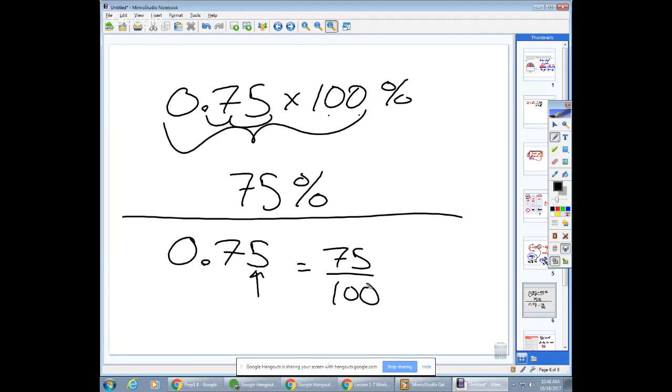Are there any common factors, top and bottom? 5, okay. Or, anybody see another common factor? 25. Yeah, if you think about dollars and cents, quarters, 25. How many 25s are in 75? And how many 25s in 100? Yeah, so 3/4 would be the simplified fraction version there.